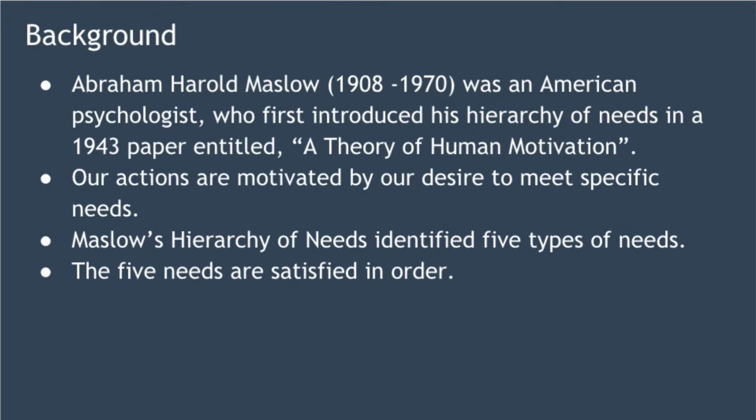Before we jump in and look at the theory, first a little background. Abraham Harold Maslow was an American psychologist who first introduced his hierarchy of needs in a paper entitled A Theory of Human Motivation. Now, the theory says that as humans, our actions are motivated by our desire to meet specific needs. Now, Maslow focused in particular on the needs of employees in the workplace, and his theory identified 5 types of needs that need to be fulfilled in order for you to reach your full potential.